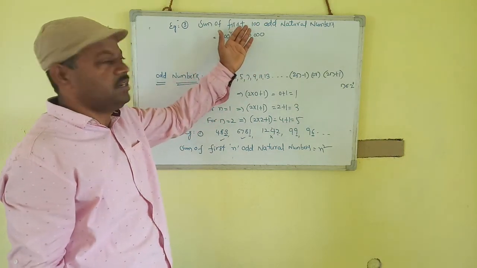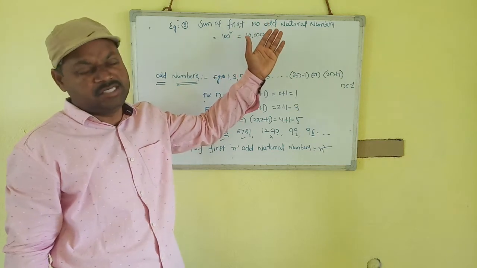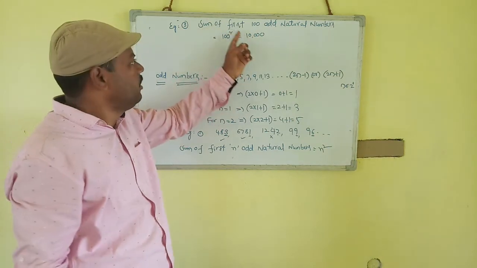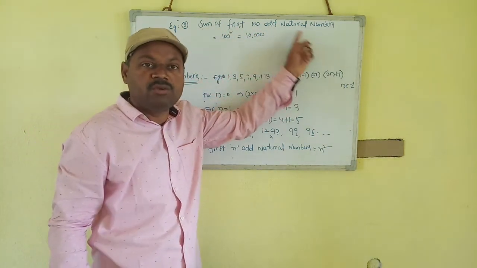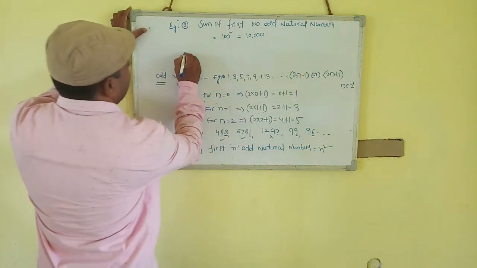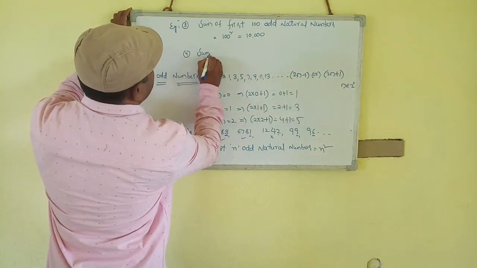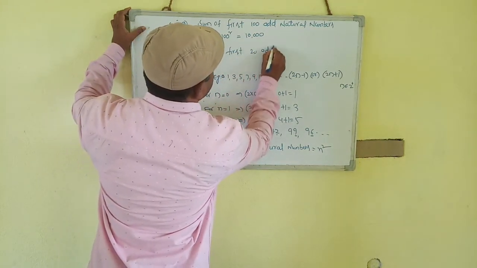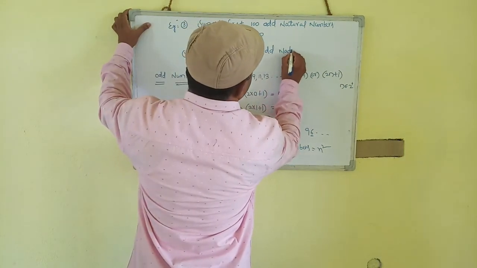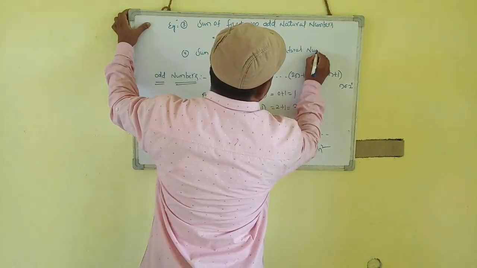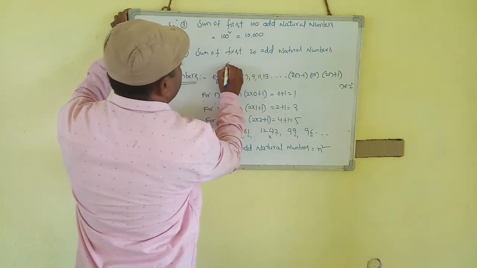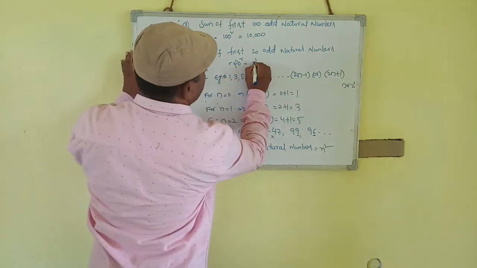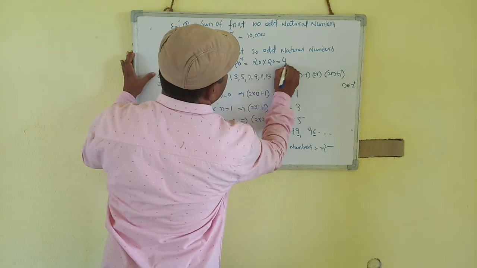To find the sum of the first n odd natural numbers, what is the formula? n square. So what is the sum of the first 20 odd natural numbers? It is equal to 20 square, 20 into 20 is equal to 400.